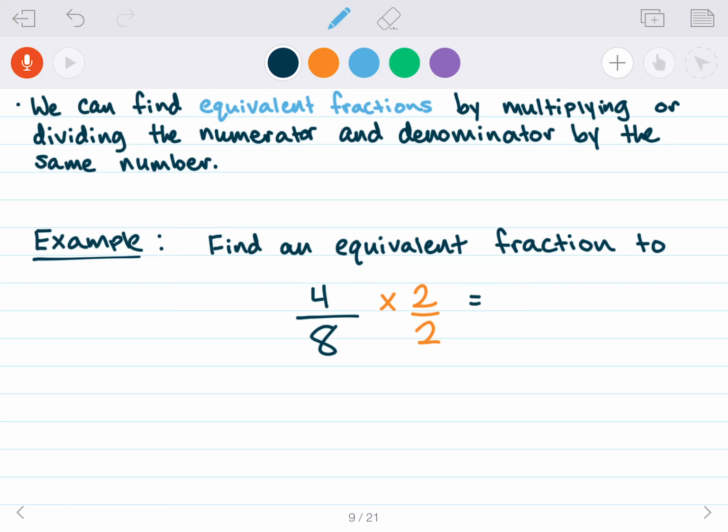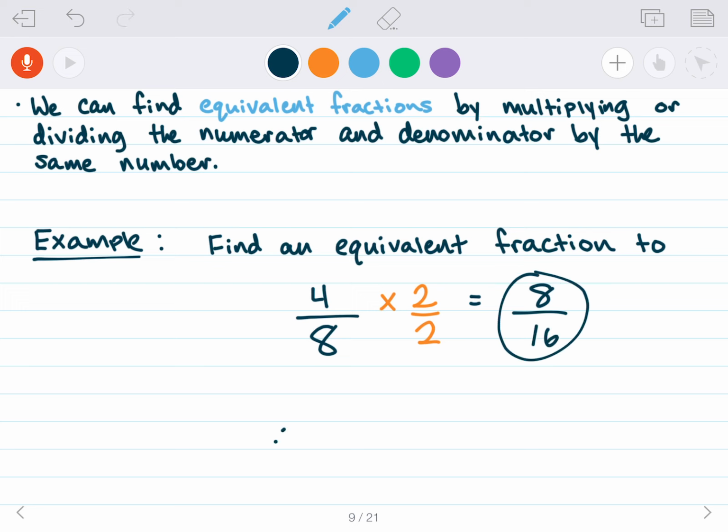But the way that we multiply fractions is straight across. So 4 times 2 is 8, straight across on top, and 8 times 2 straight across on bottom is 16.